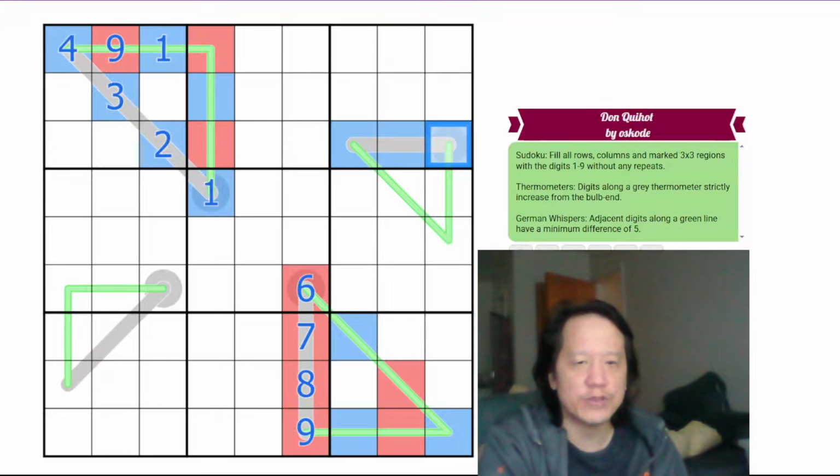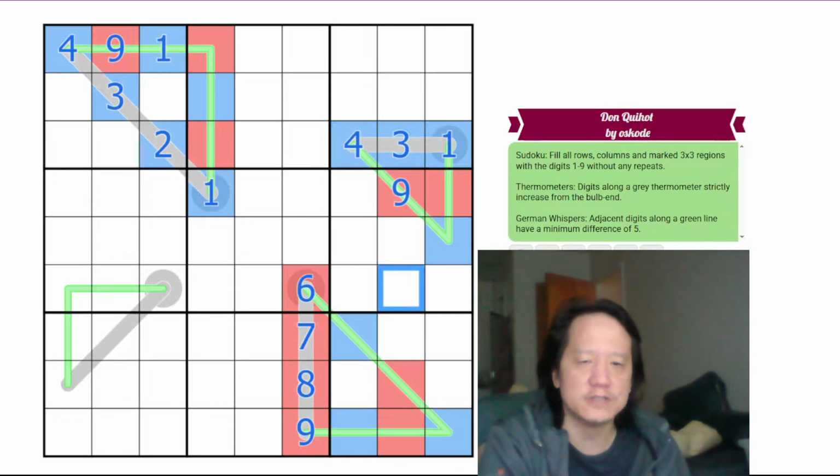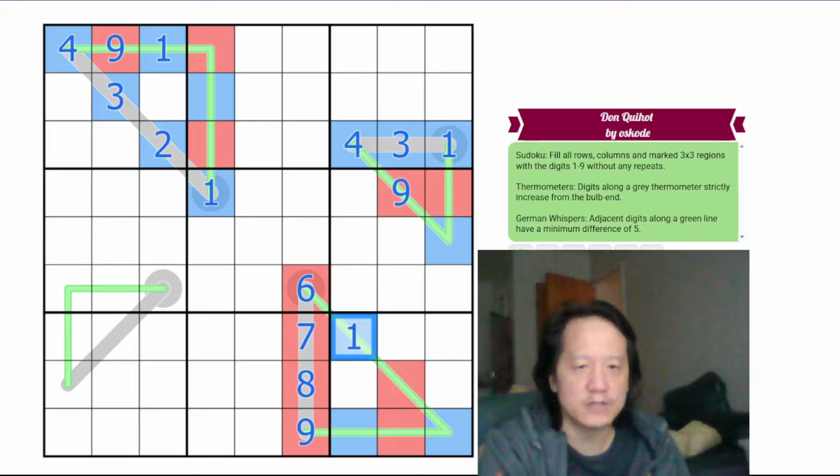This has to be 1, 3, and 4, so this is 1, 3, 4. Therefore, both of these are high, and this is low. 4 is next to 9 on a whisper 5 line, so this is 9. 9 cannot be either of these. 4 can't be here. 6 has to be next to 1 on a whisper 5 line, so this is 1.